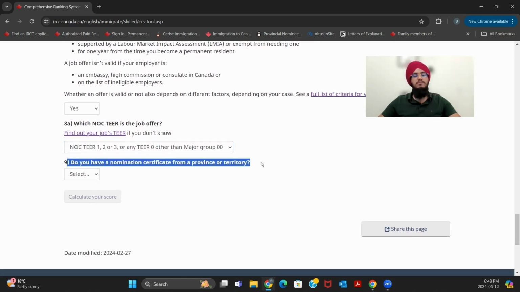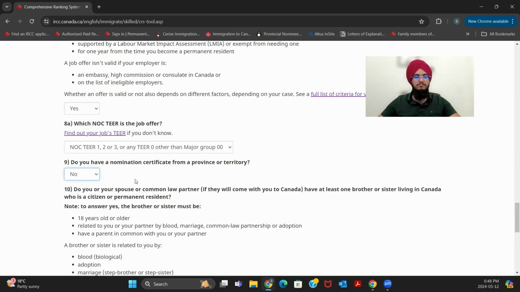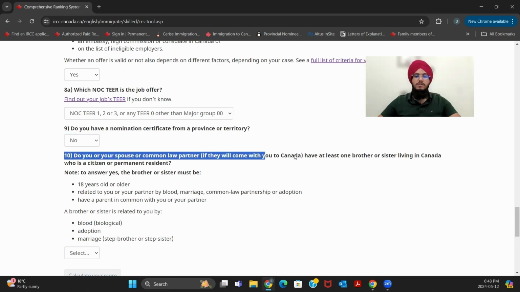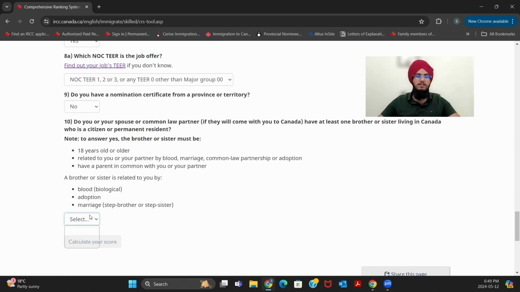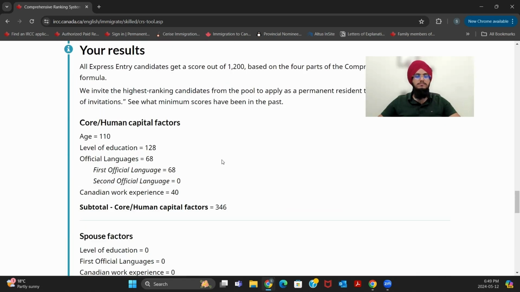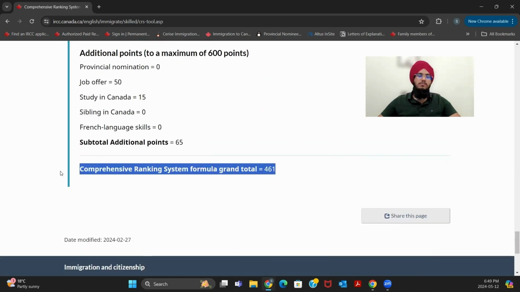And if you have a PNP, let's say you applied for OINP express entry skilled trades, you got a certificate of nomination after your PNP was approved. This will give you 600 points in the express entry system. Most people don't have that again, so we're gonna say no for now. And this is asking us if we have any permanent resident or citizen sibling or a blood relative living in Canada. This will give you 15 points in the express entry system. So we're gonna say no for this as well. So you can see the score is coming out to 461.